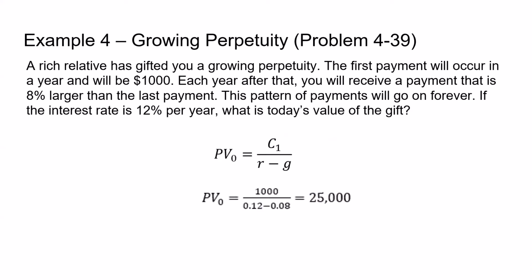Okay, let's take a look at the solution. The cash flow in year 1 is $1,000. The interest rate is 12% written as a decimal, which is 0.12. Our growth rate is 8% written as a decimal, so 0.08. Plugging these values into the formula, we get our present value in year 0 is equal to 1,000 divided by 0.12 minus 0.08. This gives us a present value of $25,000.